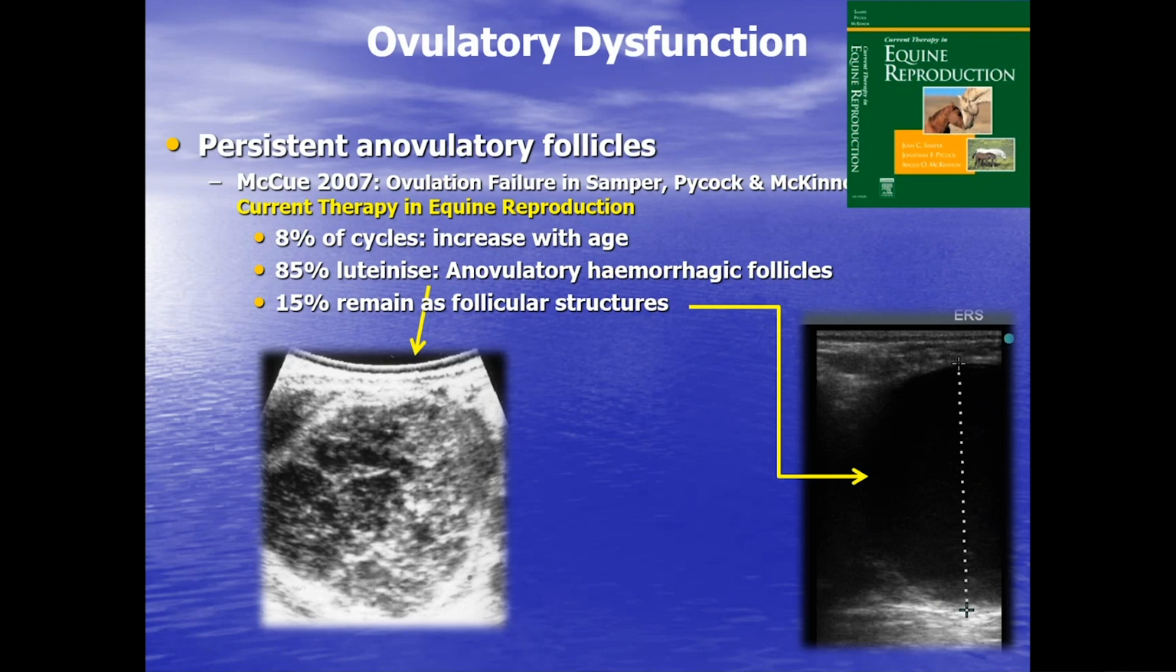They're a little bit more difficult to deal with, as we'll mention when we come to that topic, because of course the luteal structures you can give prostaglandin to. Prostaglandin to these 15% that remain as follicular structures, can't do much about them.